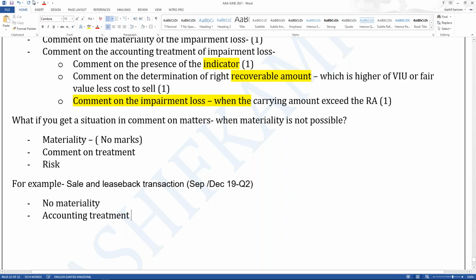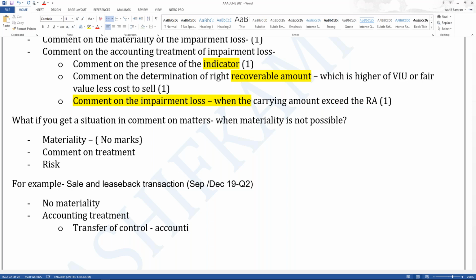Because it's a sale and lease back, which is very complex, first of all you need to understand: is it a sale transaction? Is it a genuine sales transaction? You need to quote IFRS 15. You need to think about whether there was a transfer of control, whether control of the asset has been retained by the seller or whether it has been passed to the buyer. That's very important in a sale and lease back.